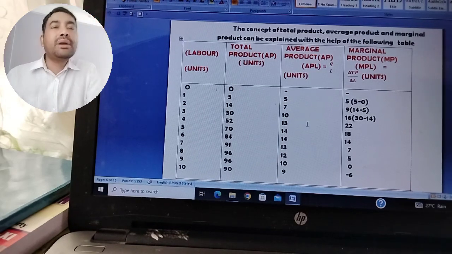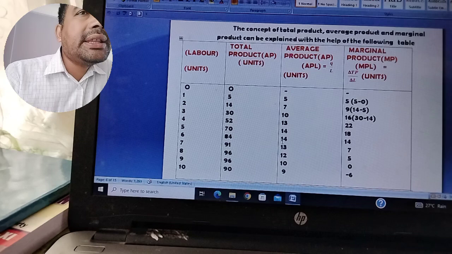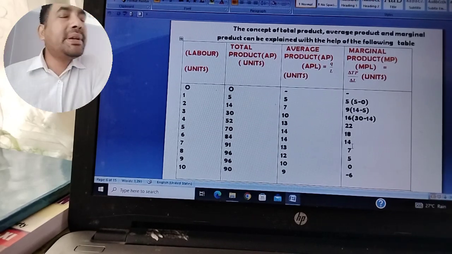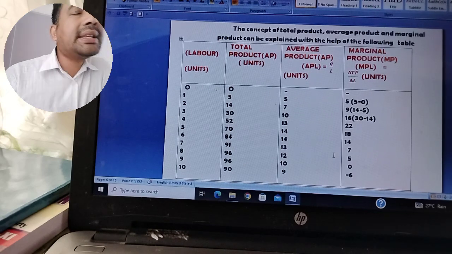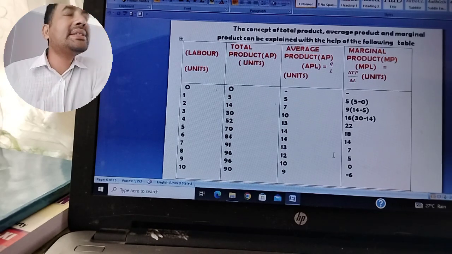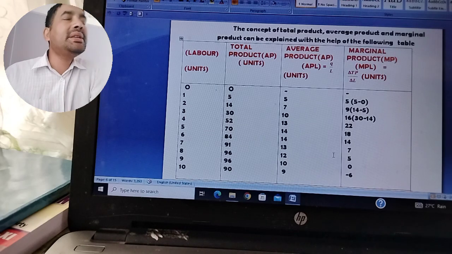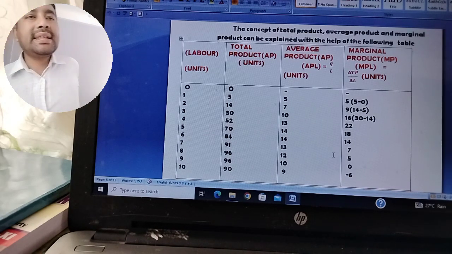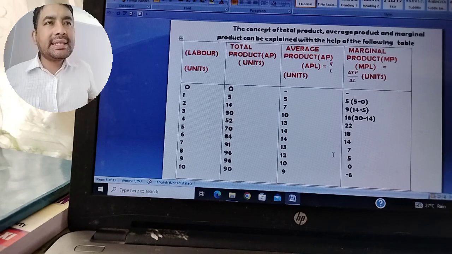After that, when AP becomes maximum at the point 14, then the value of MP and AP will be equal. Thereafter, AP starts falling. When AP starts falling, then the rate of decrease in AP is less than the rate of decrease in MP. It means when AP is declining, MP is less than AP.